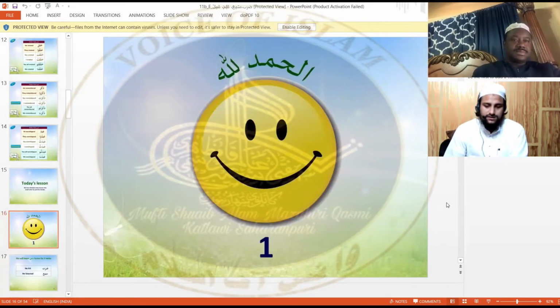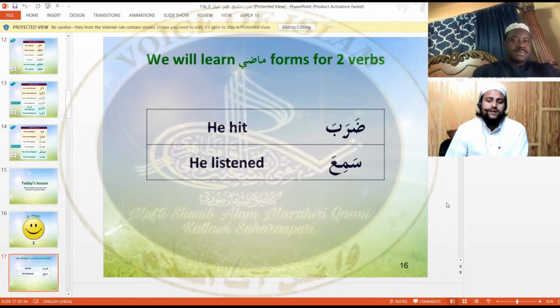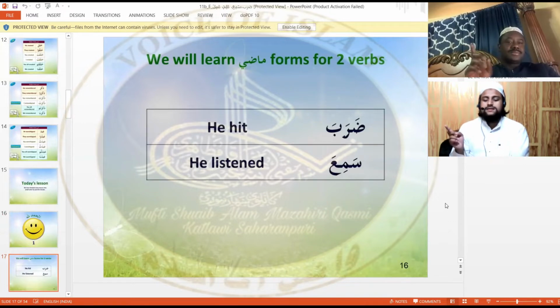Alhamdulillah, the first one: ضرب, he hit. سمع, he listened. So we will learn Madi forms for two verbs. ضرب, he hit. سمع, he listened.